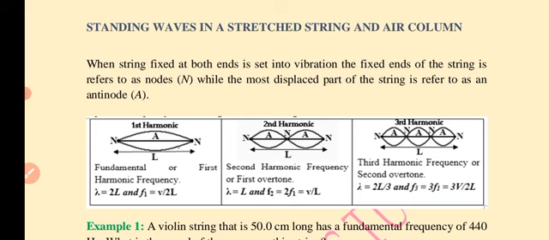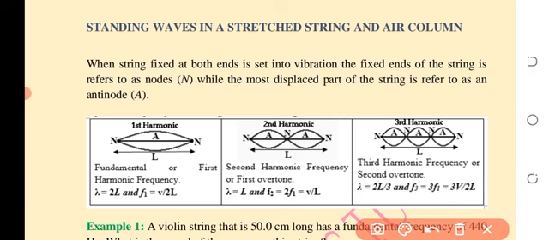Okay, now let's quickly consider standing waves in string and air column. Now we start with the string. When a string is fixed at both ends and the string is set into vibration, the fixed ends of the string are referred to as nodes, while the most displaced part of the string is referred to as antinode.